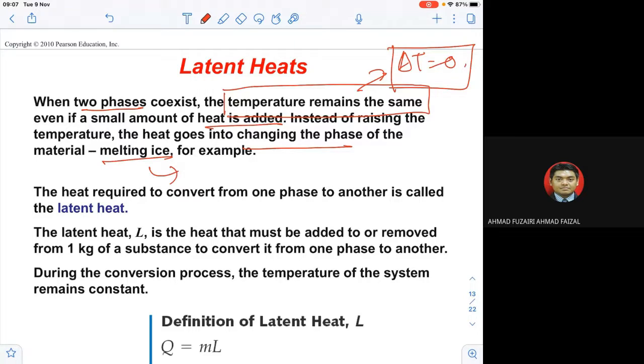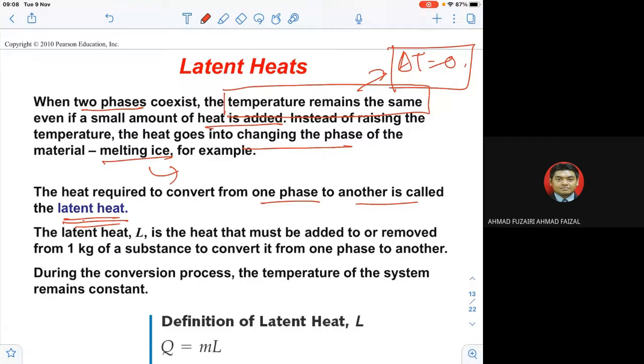Peleburan ais, ataupun ais, cairan ais. The heat required only to convert from one phase to another, so that is what we call latent heat. Heat is added to the system, but the temperature remains the same. Remember, no change in temperature, it's just the change of the phase of the material.